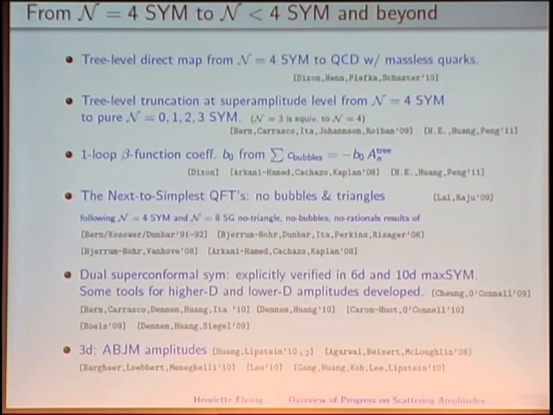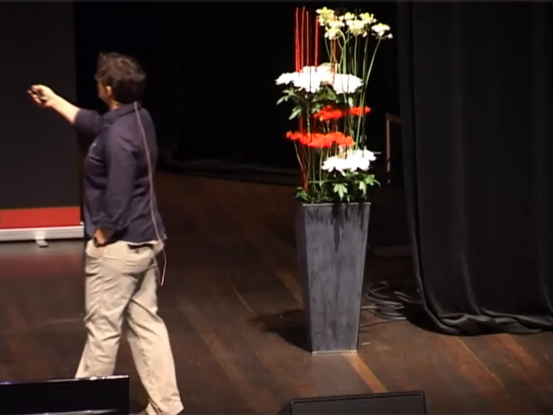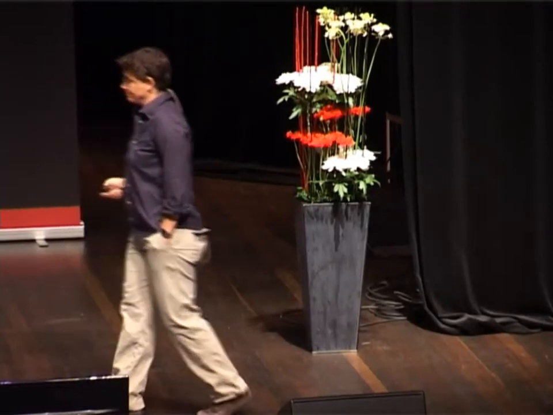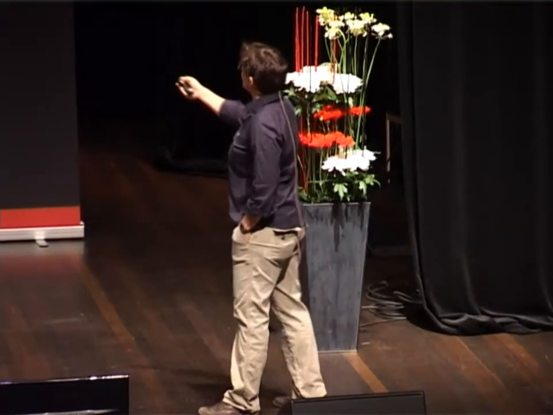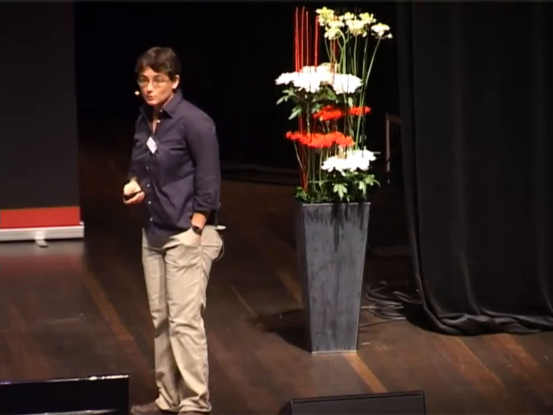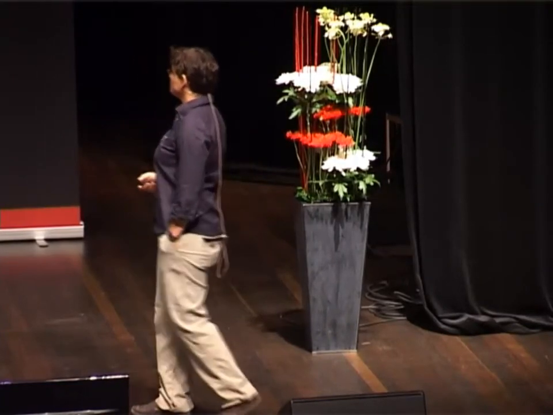In a similar analysis, one might ask, when are these so-called bubbles and triangles absent? This is a property of n equals 4 super Yang-Mills and n equals 8 supergravity. And Lal and Rahu explored what are the next to simplest theories in which you don't have these bubbles and triangles. They found some interesting results, that basically this reduces to a group theoretic problem.